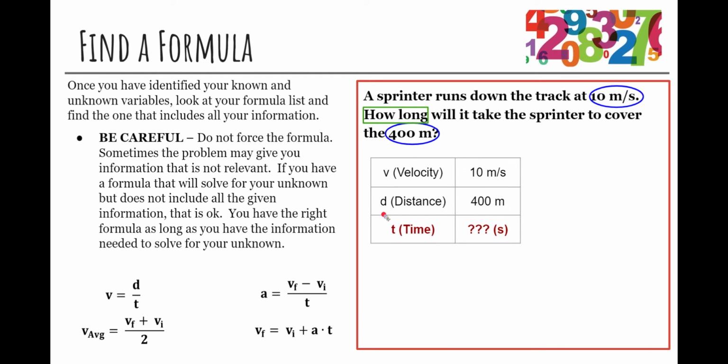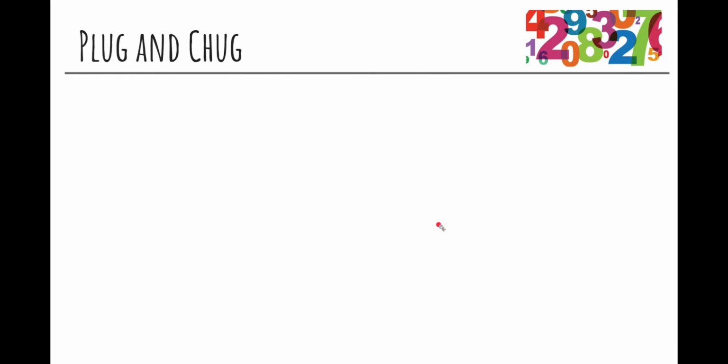So here are some examples of some formulas that we use in physics. If we look at our table, we're looking for a formula that contains velocity, distance, and time. So if I look at my formulas over here, there's really only one option. My V equals D over T. So that would be the correct formula to select for this particular problem. It contains both of my knowns and my unknown variable.